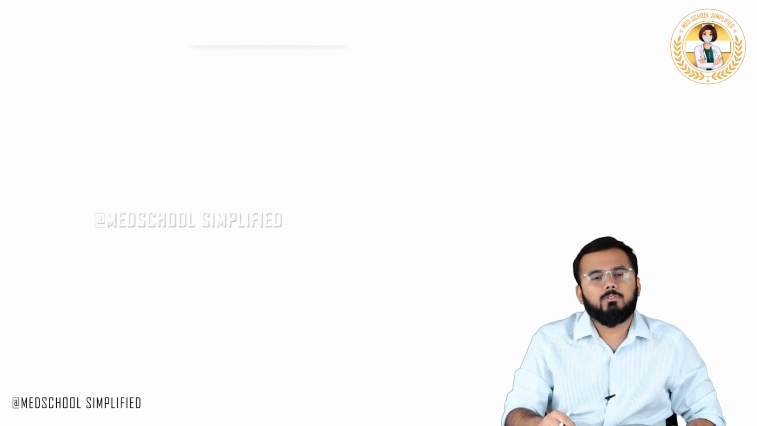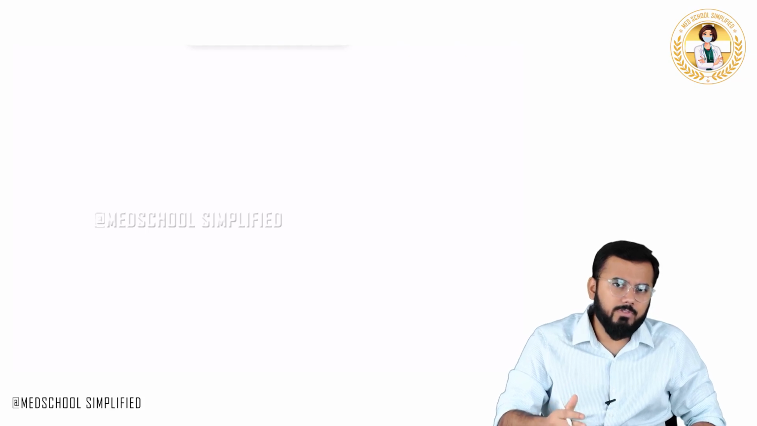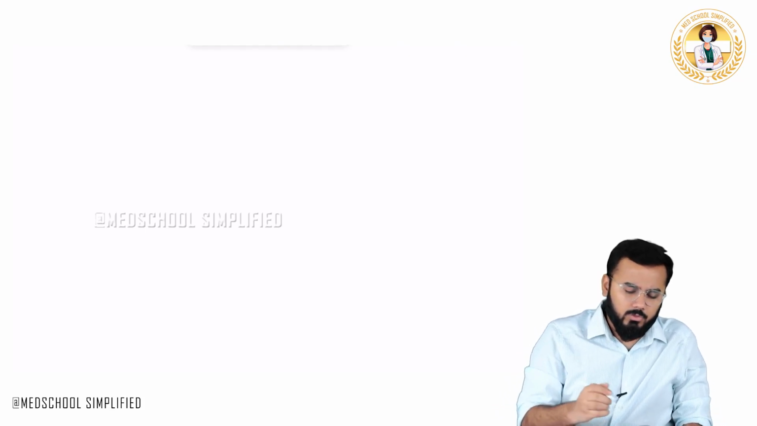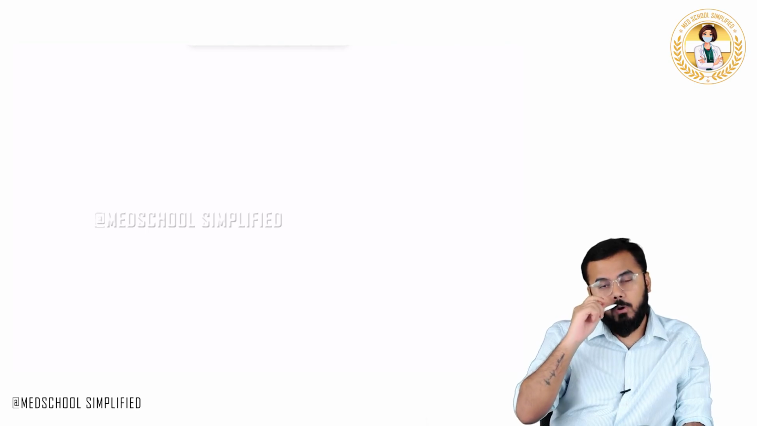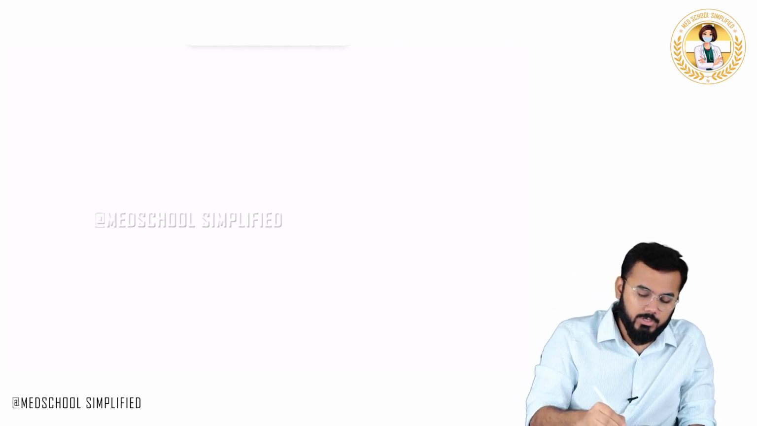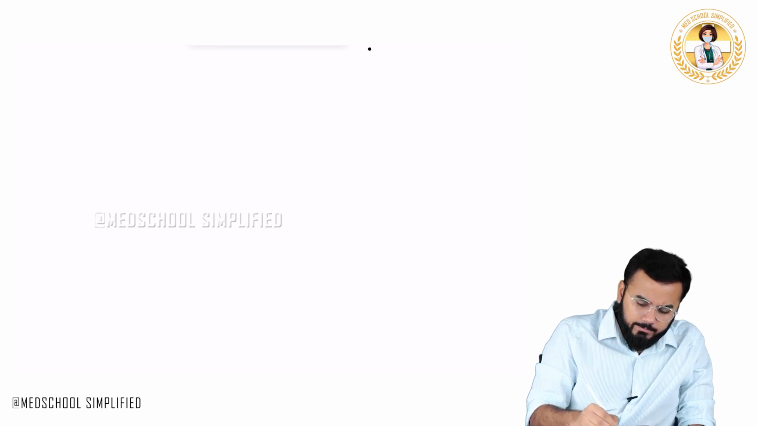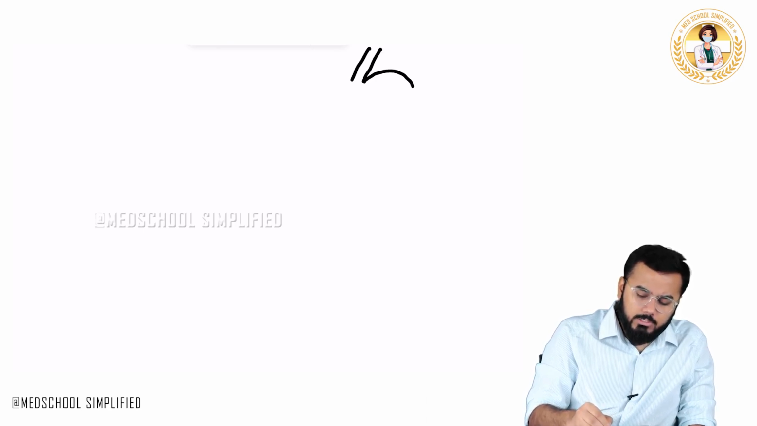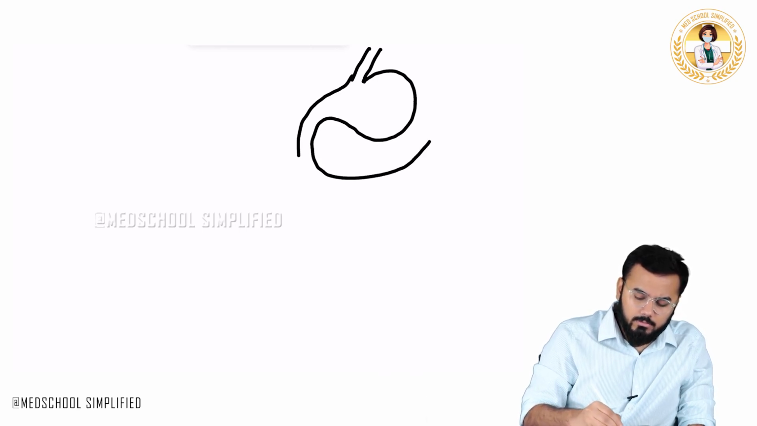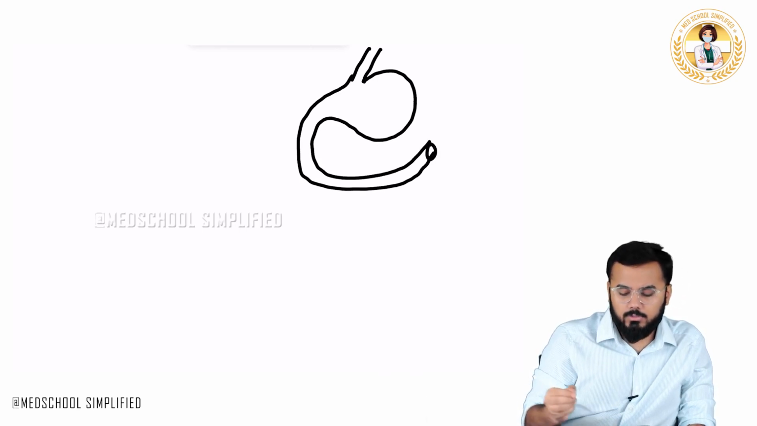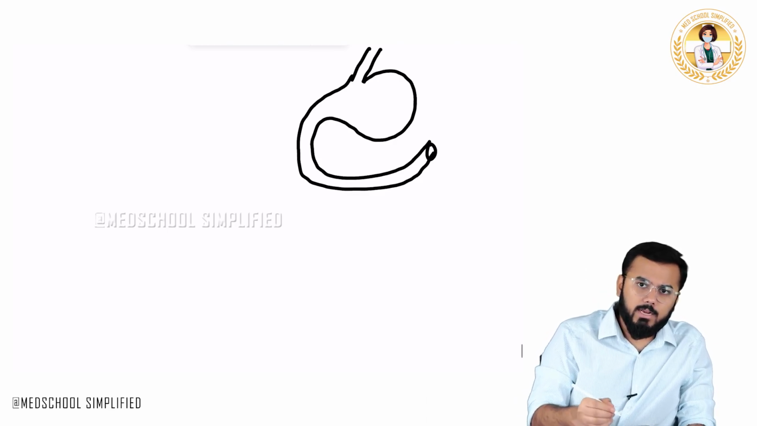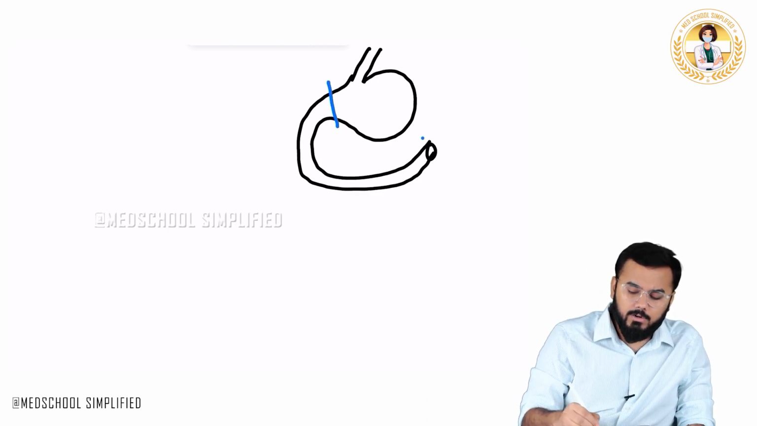Hello guys, so now we shall be discussing the different parts of the duodenum. All of you know the duodenum is in the form of a loop, a C-shaped part. So let us say this is your stomach and this is your duodenum all the way like this. So this is your duodenum, and we shall cut this part of the duodenum till here.